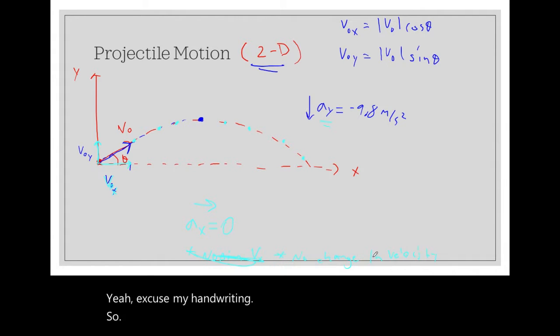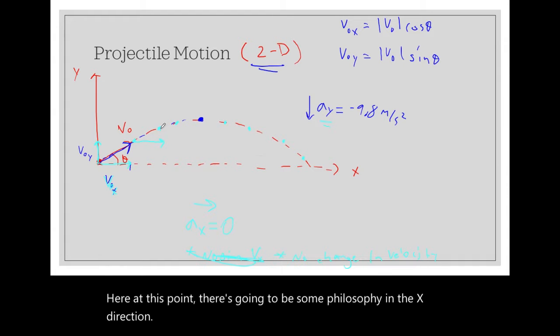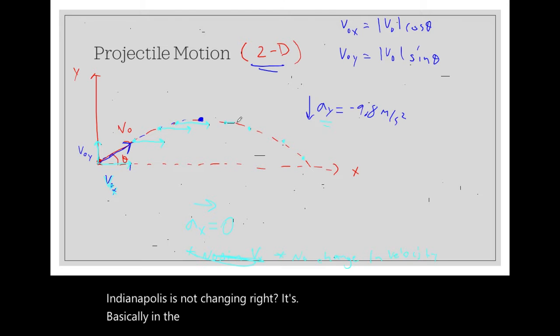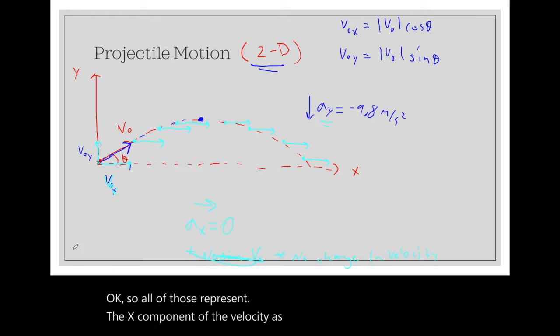So let's get each one of those points then. Here at this point there's going to be some velocity in the x direction. Again, that velocity is not changing. It's basically staying the same. All those represent the x component of the velocity as it goes through this path.